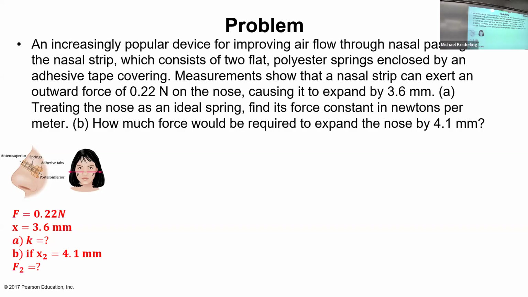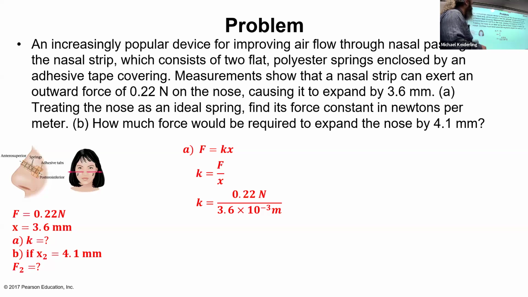Part A, we want to find the spring constant. Well, ignoring the sign, because we're just interested in the magnitude, the spring constant's always going to be positive, by the way. Force equals Kx. So K is going to be force over X. So 0.22 newtons over 3.6 times 10 to the minus 3 meters. K is going to be 61 newtons per meter.